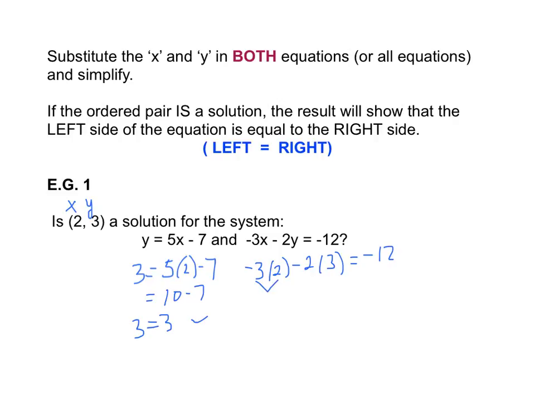Because remember, the two equations together make a system. So I'm doing a little bit of simplifying here. And we've got negative 12 equals negative 12, which is a true statement. So this tells me the ordered pair also works for the second equation, which is a sign that it is a solution to the entire system. So it has to work for both equations.